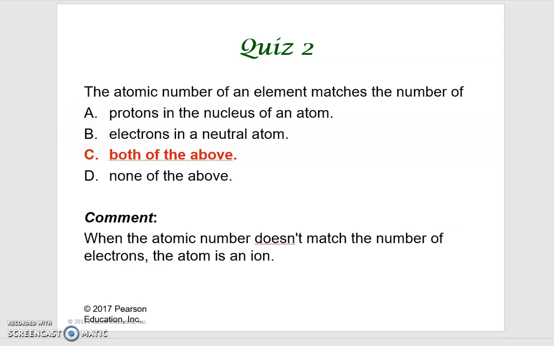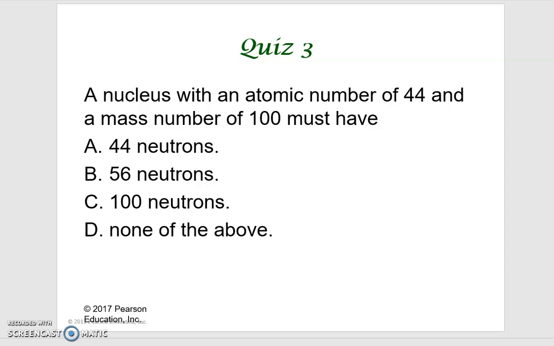Now let's have another conceptual quiz. This will be the second unanswered conceptual quiz today. If you know the answer, please email me your answer with a simple explanation.